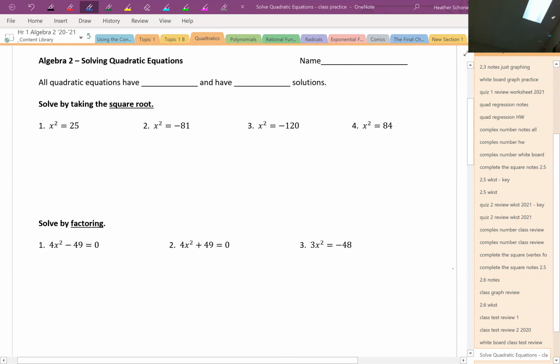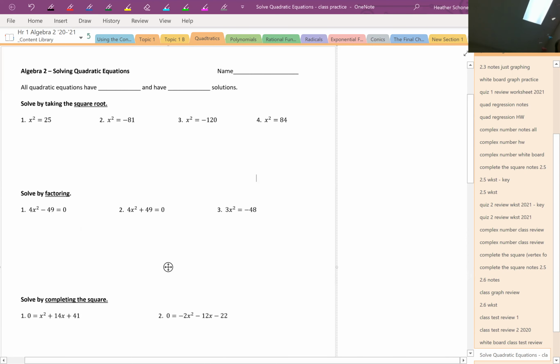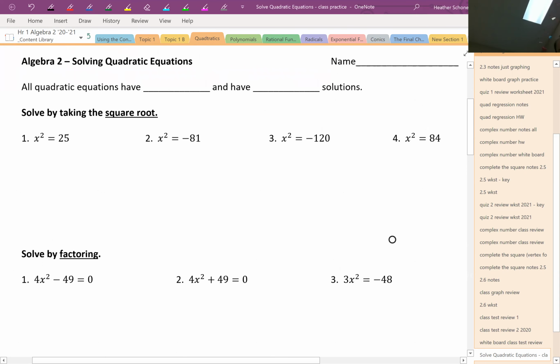Okay, this video is a review video, but it's to help us get ready for our quadratics test. And we're talking about the 4 different ways that we can solve quadratic equations. Now, all of these quadratic equations and everything that we do in this chapter is going to have an x squared. That's what makes it quadratic. And when you solve a quadratic, you're going to get 2 solutions.